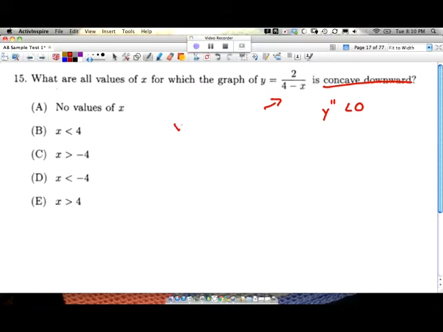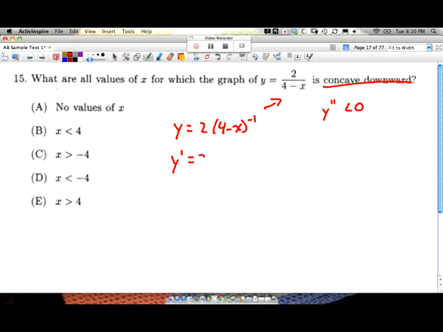So y equals 2 times 4 minus x to the negative 1. Why would I do that? Because it's easy to take the derivative. I don't have to do a quotient rule here. So then y first derivative.